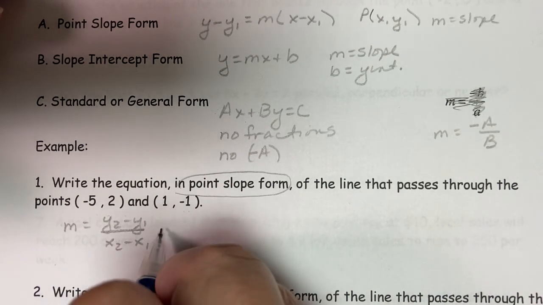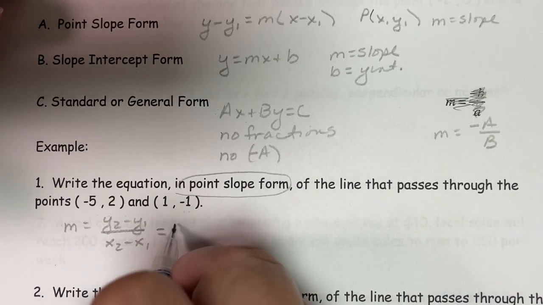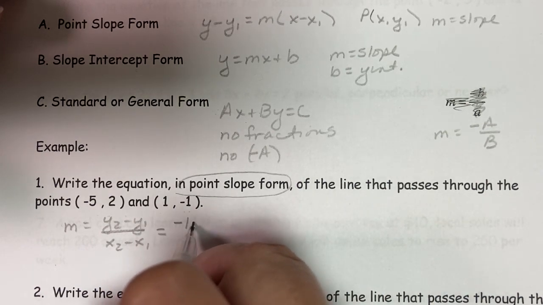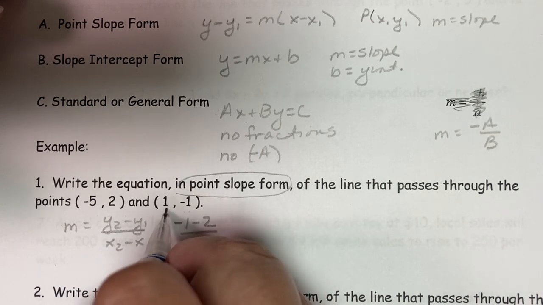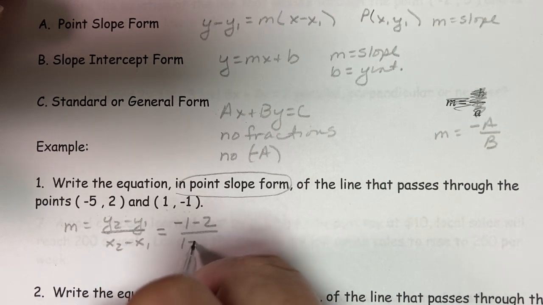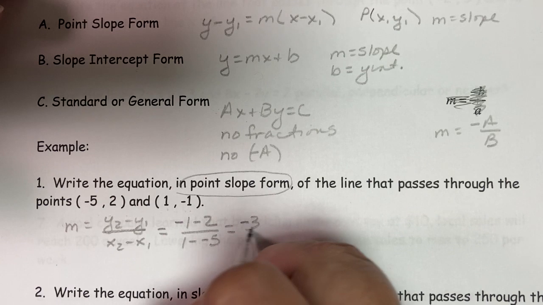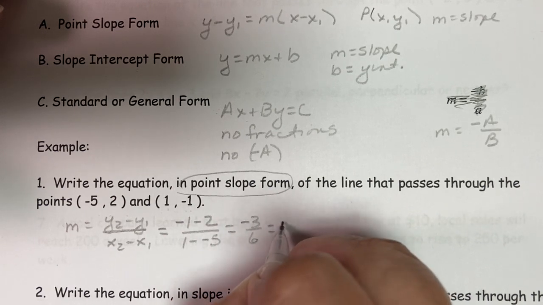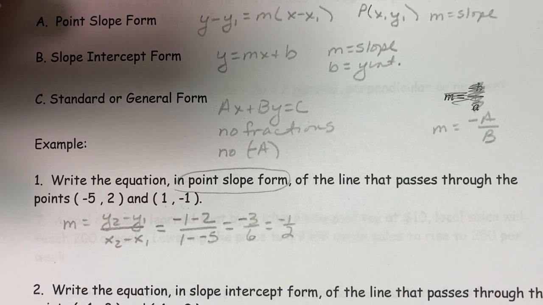We're given 2 points. So let's go ahead and find the slope. So y2 is -1 minus y1 is 2 over x2 is 1 minus x1 is -5. So that's going to be -3 over 6. Always reduce your slope. So that's going to be -1/2. So now we know the slope.